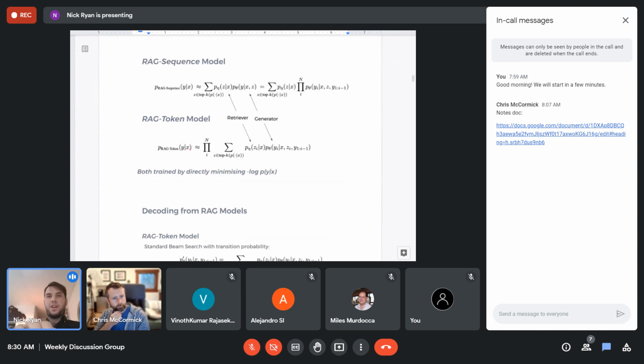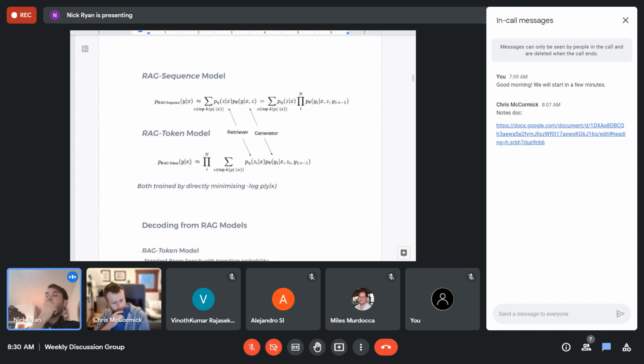So you're really just trying to answer, if you have 10 documents, what's the probability that this is the next word in the answer? That's just the sum of the probability that, given document 1, that's the next word, plus the probability given document 2, that's the next word.